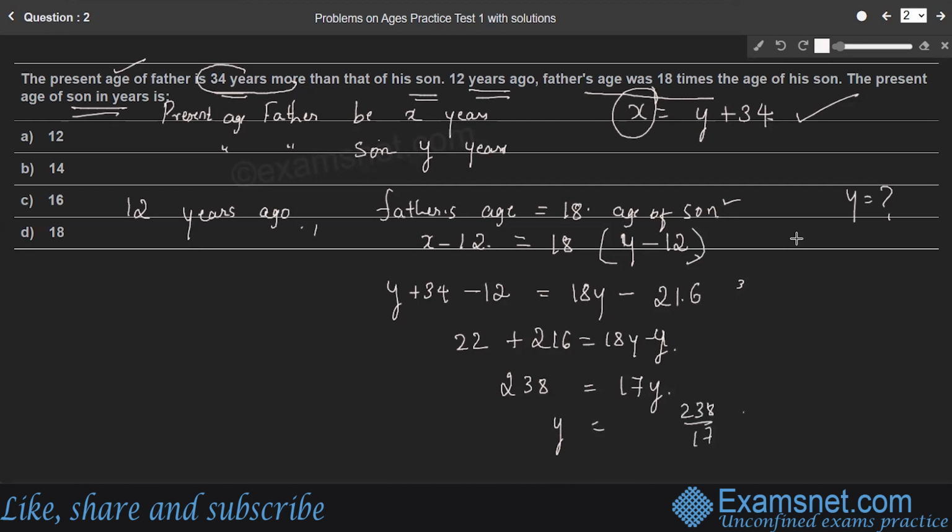17 into 14 is 238, so y is equal to 14. His son's present age is y years, which is 14 years. Hence option B is the right answer.